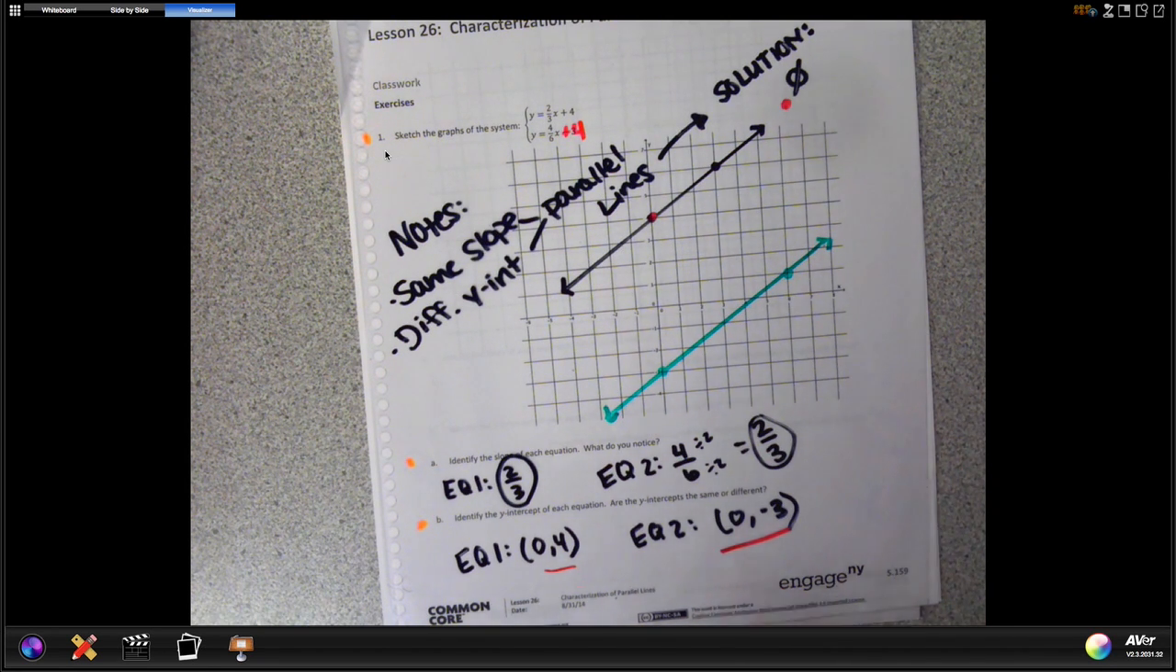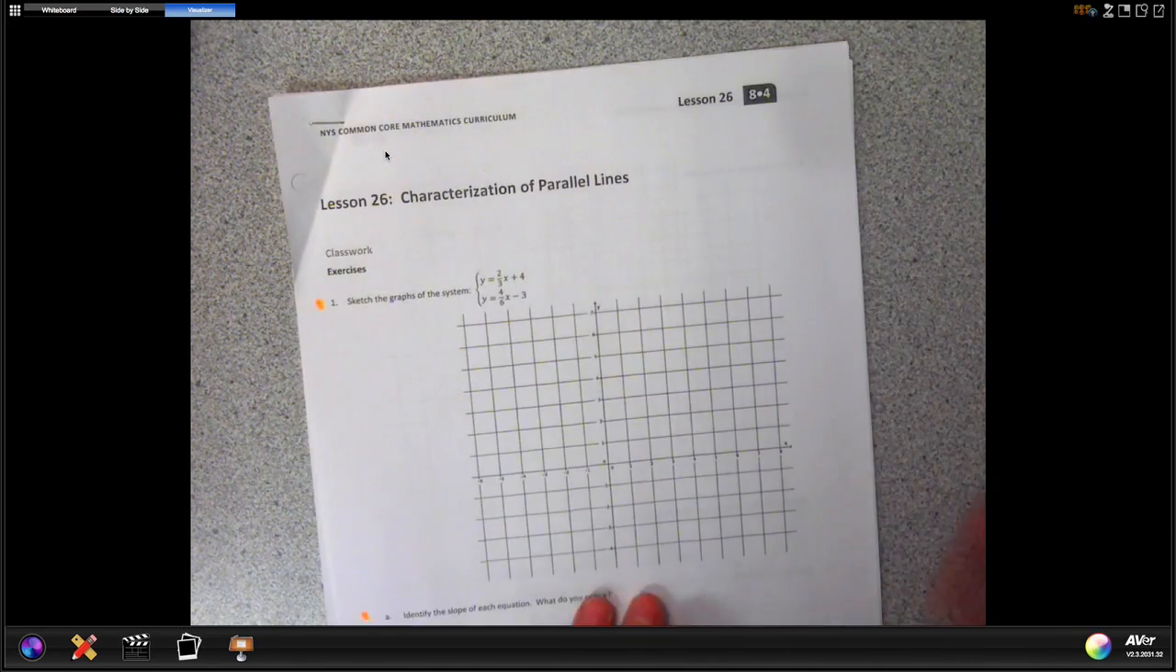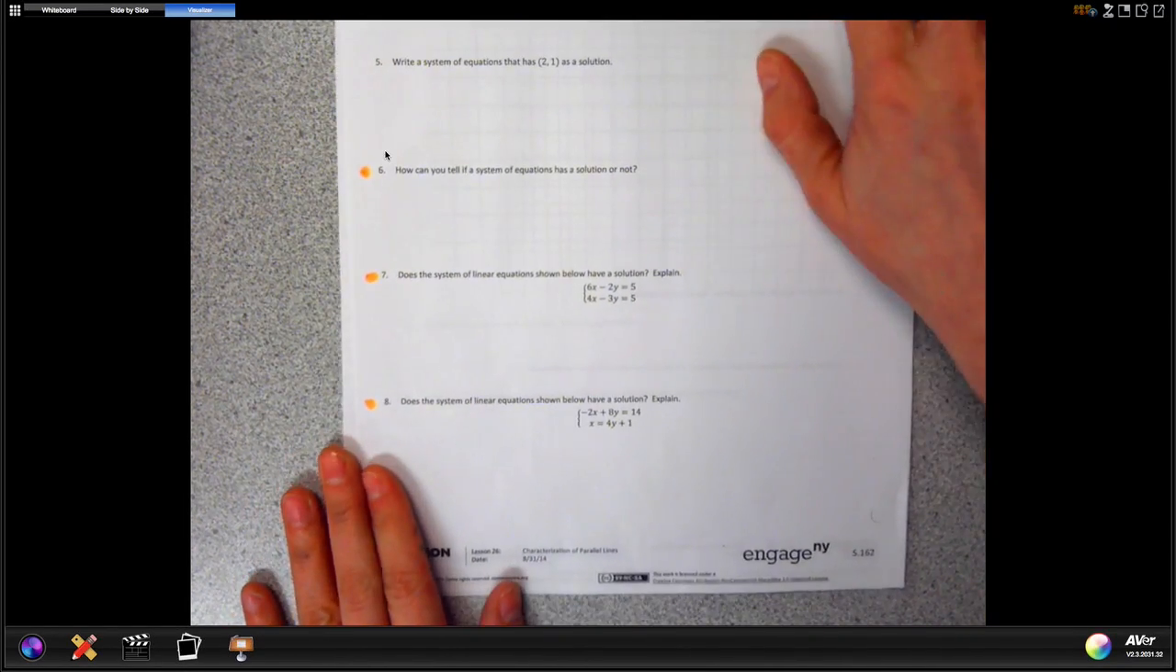Now, the next thing I want to do is skip a few pages just to go over some of the other types of questions that we're going to have in the lesson for the sake of the video. So we're actually going to skip to page 162. And what I want to do is do number 4 and 7. So first of all, number 4, write a system that has no solution.